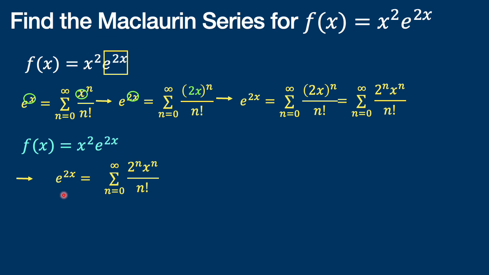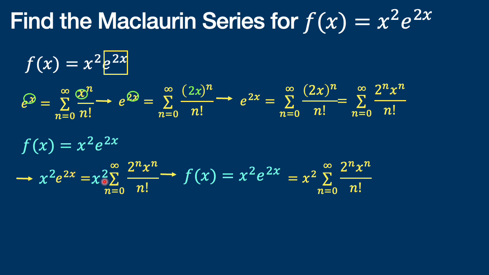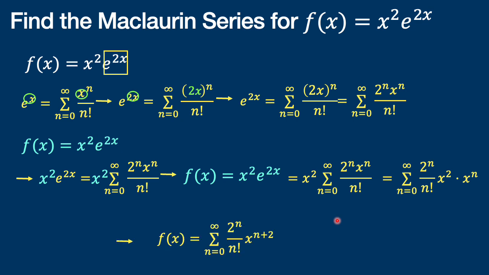What do you have to do? e to the 2x is the sum of 2 to the n, x to the n over n factorial. We multiply by x squared on both sides. x squared e to the 2x is going to be f of x. For the Maclaurin series, put x squared inside the sigma. Then you have 2 to the n over n factorial times x squared times x to the n. 2 plus n is n plus 2. You find the Maclaurin series for f of x: the sum of 2 to the n over n factorial, x to the n plus 2.